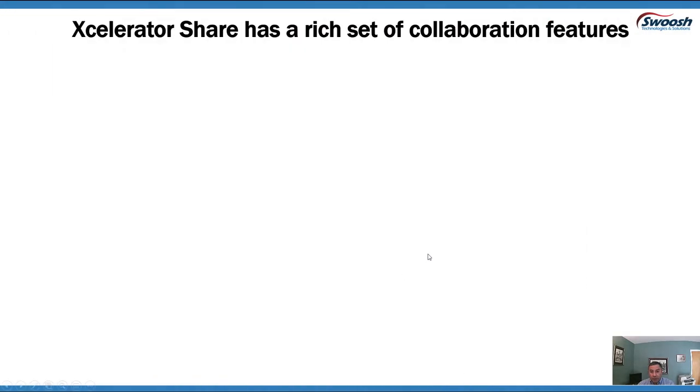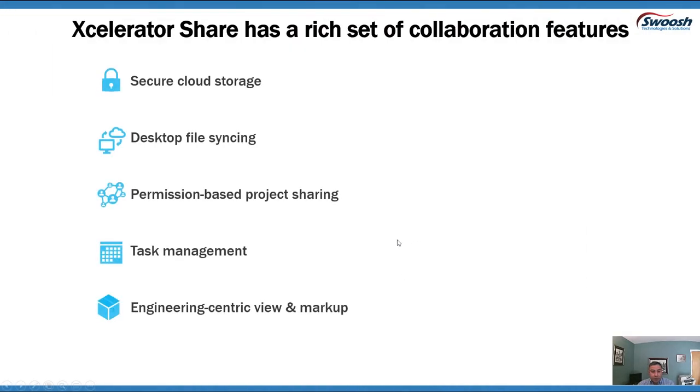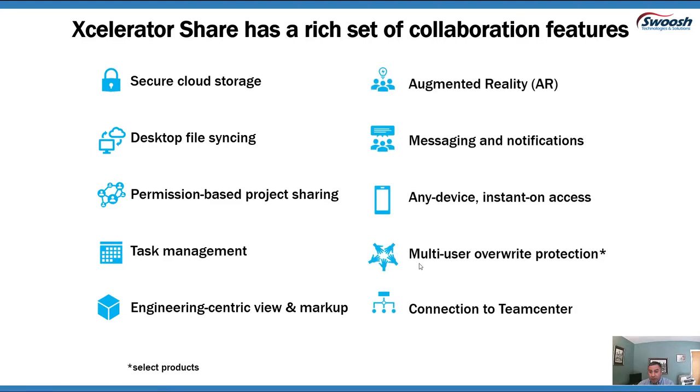Accelerated Share has a rich set of collaboration features: secure storage, desktop file syncing, permission-based project sharing, task management, engineering-centric view and markup, augmented reality (AR), messaging and notifications, any device instant access, multi-override protection, and connection to Teamcenter. That's a really nice one right there.